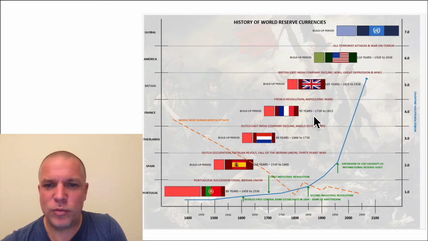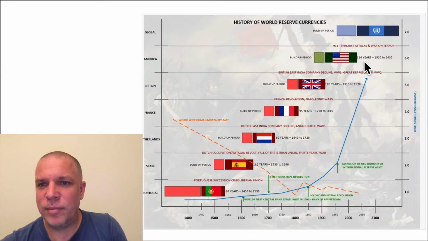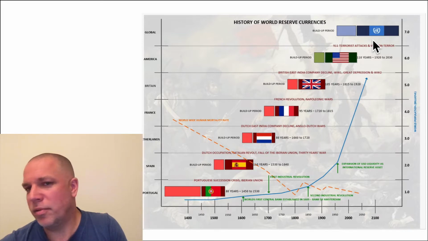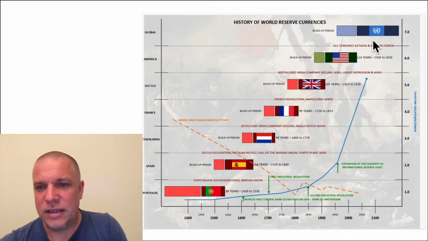Starting with Portugal, Spain, Netherlands, France, Britain, the Great British Empire we're all familiar with, and then obviously the American dollar and the US Empire, and then right now the US dollar fiat system, which has over 60% of global reserves in US dollars. And what this chart's showing is the next step, which I actually agree with, which is that we're heading into a global reserve currency, probably controlled by the IMF or something like that. But it really just helps put this in perspective.